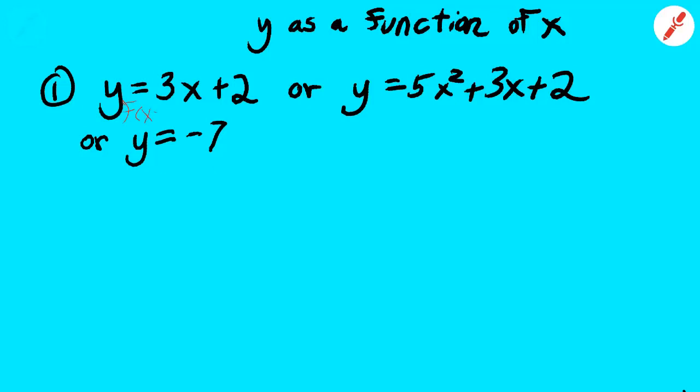But these are y written as functions of x because y is isolated. It's all by itself. And therefore, you could substitute f of x for y and write f of x equals 3x plus 2, or f of x equals 5x squared plus 3x plus 2, or f of x equals negative 7. You need y isolated on one side of the equal sign and all of the x's on the other side.